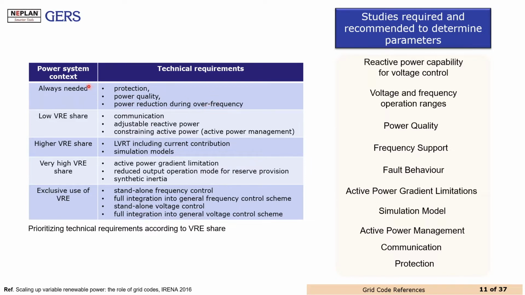And we can see how, if we increase the penetration, for example, to higher variable renewable energy resources, we have a specification about low voltage ride-through, including current contributions. And we have to properly validate the simulation models. And if we have power systems composed mainly of variable renewable energies, we can see other specifications, like standalone frequency and voltage controls and the integration of frequency and voltage control schemes. They open different requirements for network planning and operation.